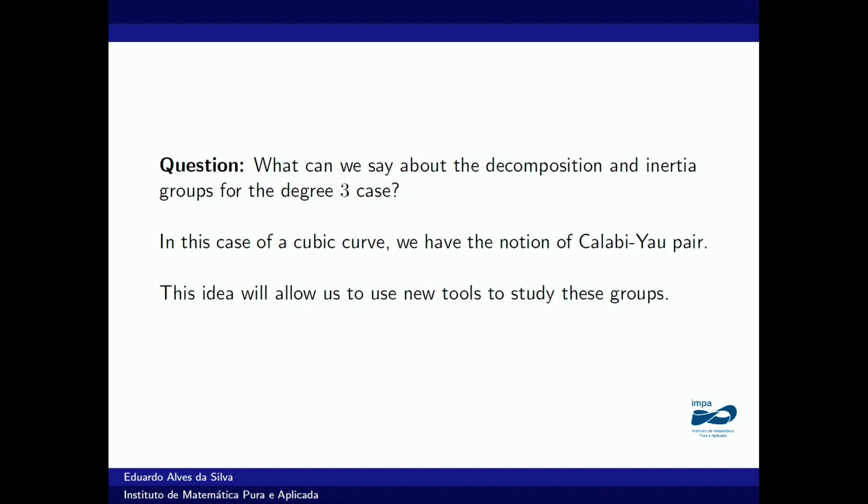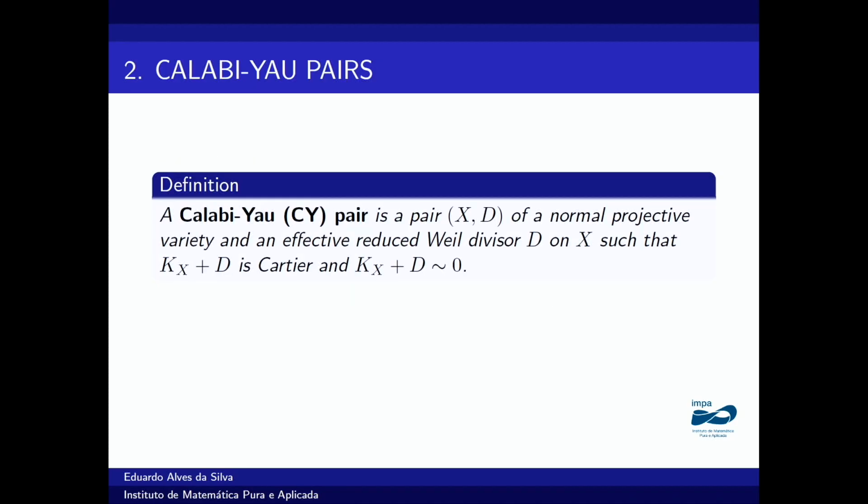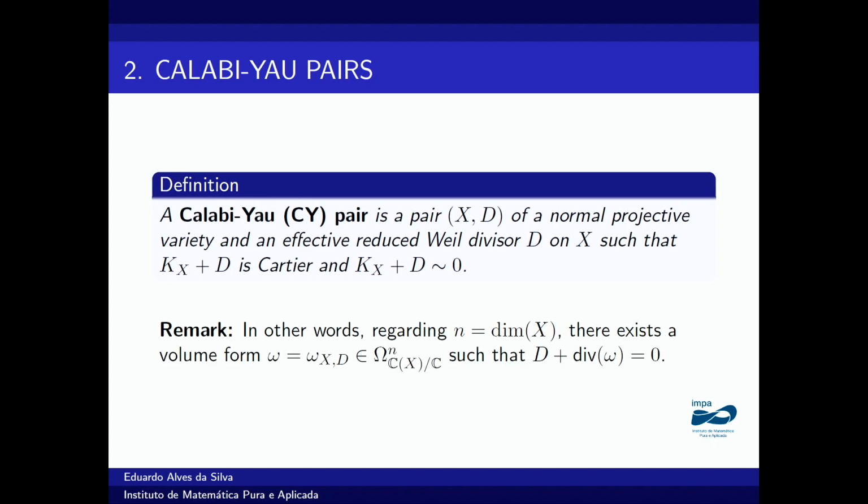In the case of a cubic curve, we have the notion of a Calabi-Yau pair, and this notion will allow us to use new tools to study these groups. But what is a Calabi-Yau pair? It's a pair (X, D) consisting of a normal projective variety X and an effective reduced divisor D on X, such that the sum K_X + D is Cartier and linearly equivalent to 0. In other words, if you consider n as the dimension of the variety, there exists a volume form omega such that D plus the divisor of this volume form is equal to 0.